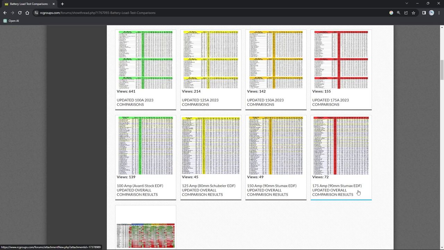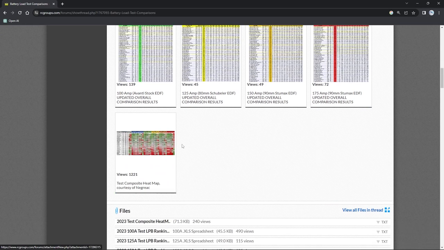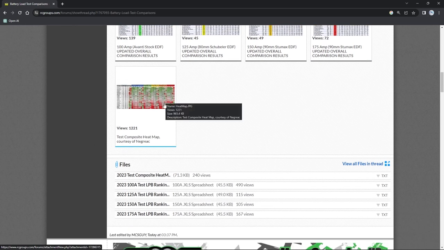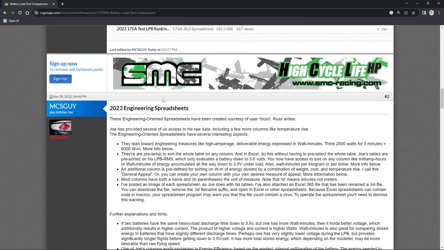They're loaded based off of these loads, and then the data is collected as you run the battery for 175 amps as an example for the entire duration of that battery pack. Now there's other data sets you can download here. This is a heat map that shows you in green areas where it's good and red areas where it's not so good in terms of performance.